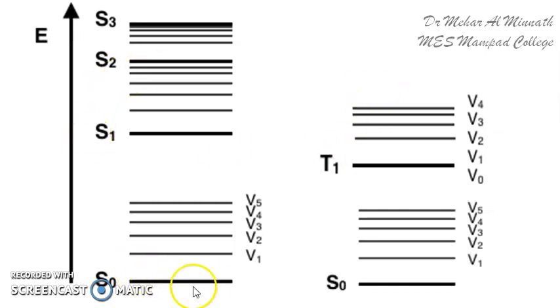Now we have the various electronic excited states, the singlet excited states S1, S2, S3, and S0 is the ground state of the singlet state. And here we have T1, the triplet excited state, and every electronic state has vibrational energy levels. All these are the basics which we need to know to describe the Jablonski diagram.